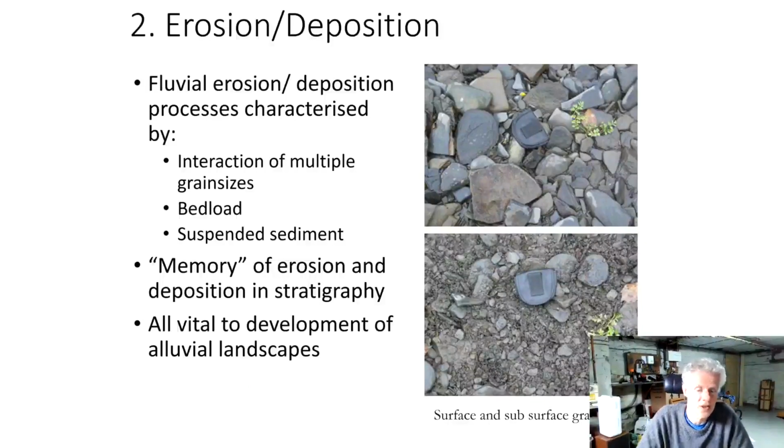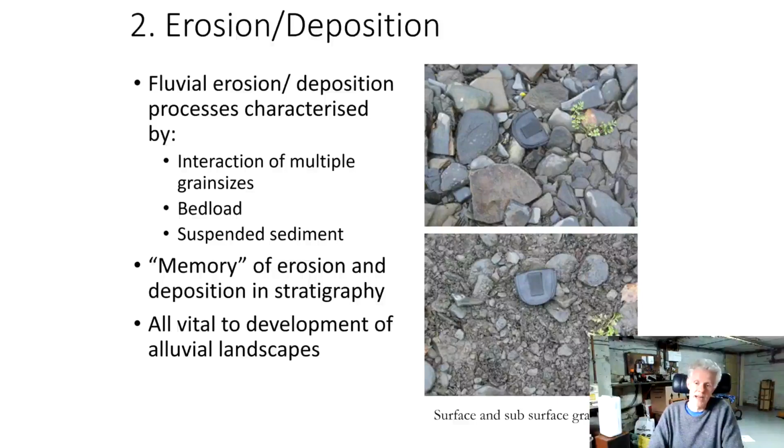So for erosion and deposition, fluvial erosion and deposition is characterised by the interaction of different grain sizes in both bed load and suspended sediment transport. And here on the right we have a great example of this. This is the same bit of riverbed, and the top is the normal riverbed, and when we scrape it away underneath we can see much finer material. So we have an armouring effect here.